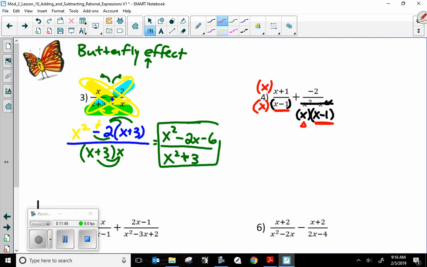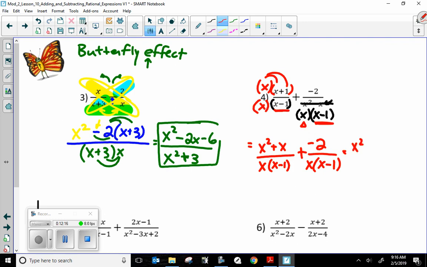So let's evaluate this, okay? I'm going to multiply x times x plus 1. Don't forget, that should be distributed. X squared plus 1x, okay? All over x times x minus 1 plus a negative 2. Now, I could have said minus 2. That's fine. Over x times x minus 1. Now, all I'm going to do is combine these. X squared plus x, minus 2, all over x times x minus 1.